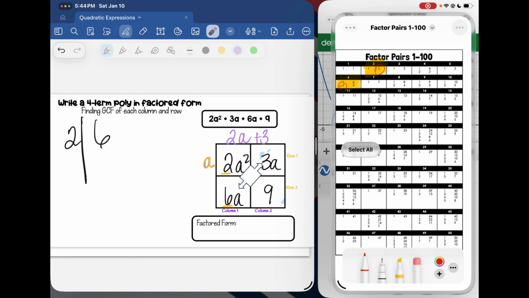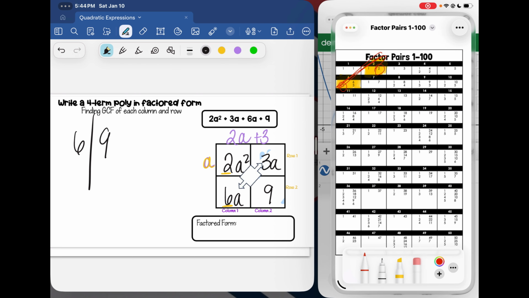And over here, I just have this a, but I got to figure out what's going to go on the outside of this box. So that means I'm looking at the coefficients of 6 and the number of what? 9. So I come over to my factor pair sheet and I find my factors of 6 and I find my factors of 9. What's the biggest number that they have in common? 3. So plus 3. So I have 2a plus 3 times a plus 3.